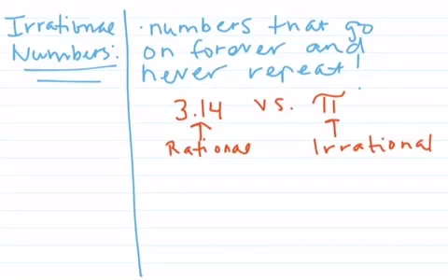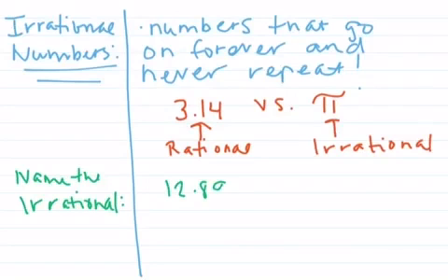All right, so let's do an example here. If I said name the irrational, and I give you 12 and 89/100ths, the square root of 12, and 12 over 44.